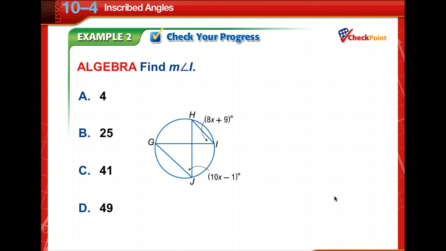Okay, so check your progress. Pause the video and then come back in a moment to check your answer. Okay, so we see that both of these inscribed angles intercept the same arc. So they're equal to each other. So we can set 8x plus 9 equal to 10x minus 1. X is 5. We need to find the measurement of angle I. So 8 times 5 plus 9 is 49. Very good.